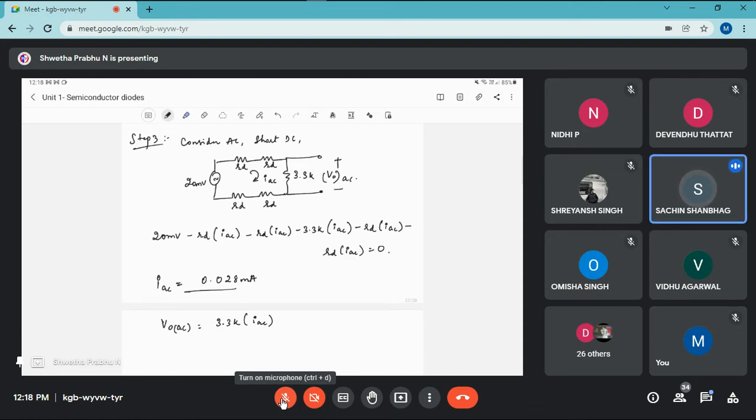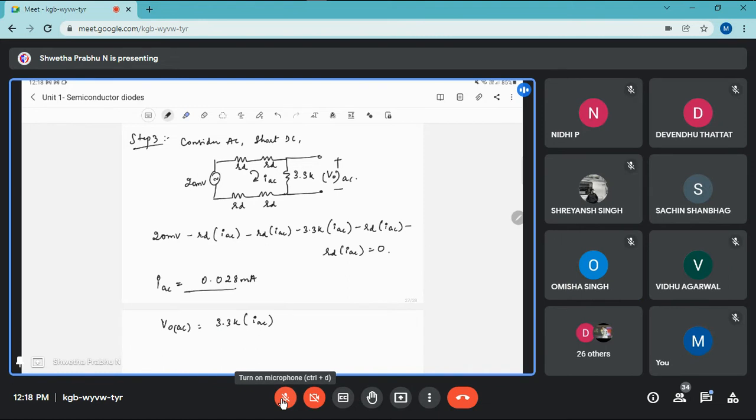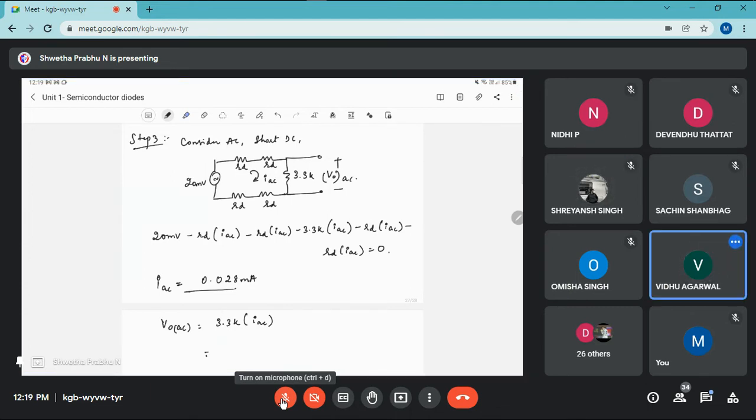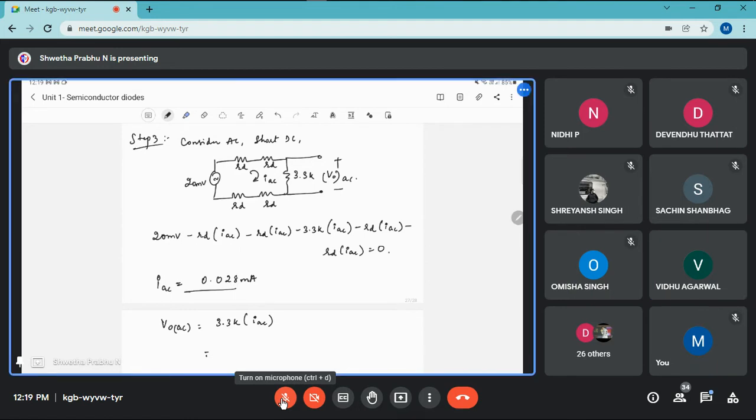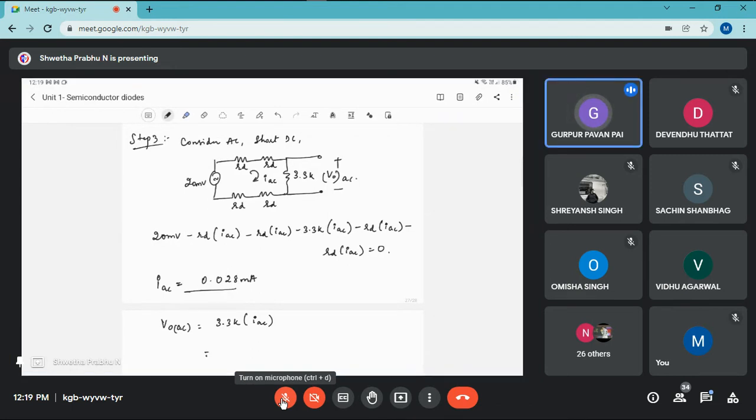Ma'am, will it be close to 0.01 volts? No, it's 0.0957. 0.092. No, please check whether the IAC value is correct. Yes, ma'am. Guys, please respond. Is the IAC value correct? Pavan? Yes, ma'am. Please check. I got something different, but I'm checking.